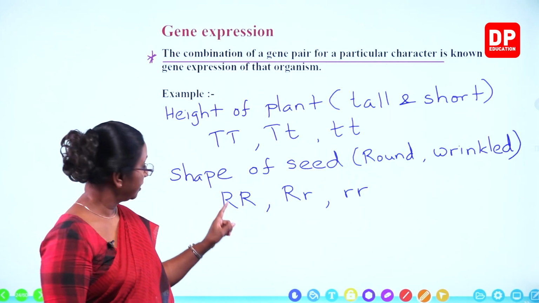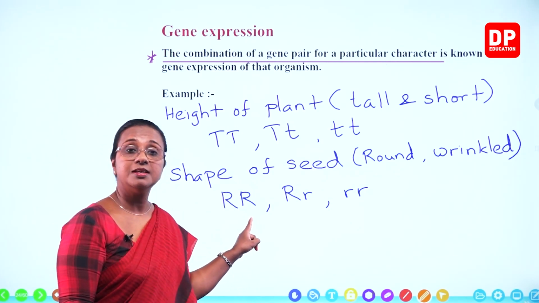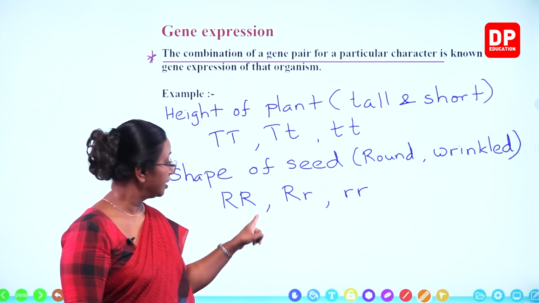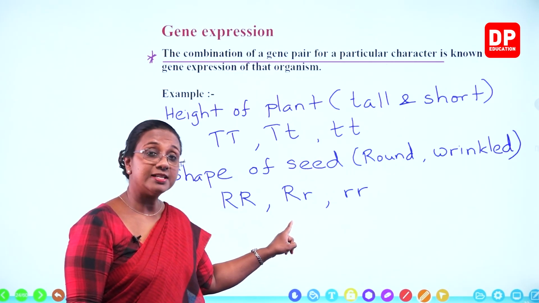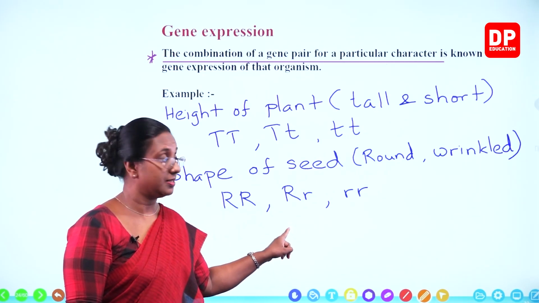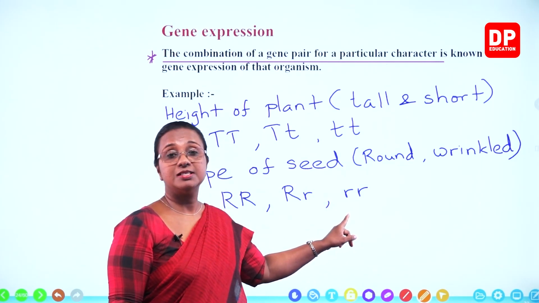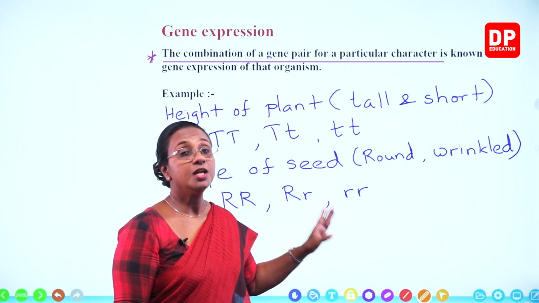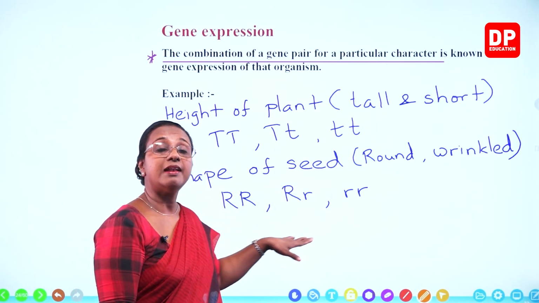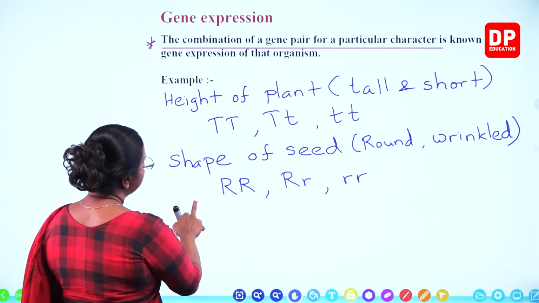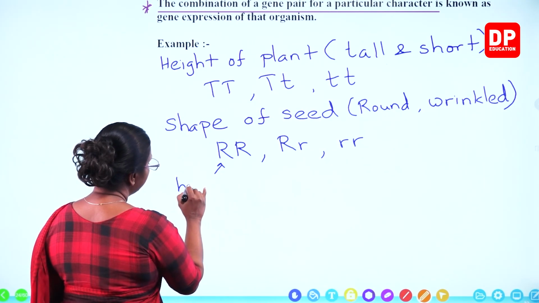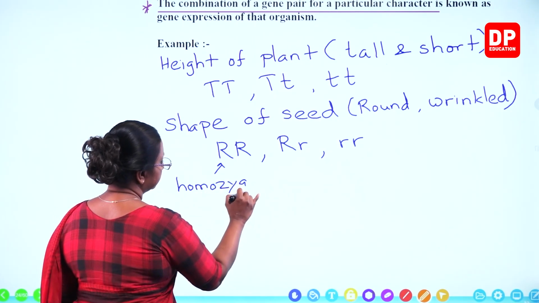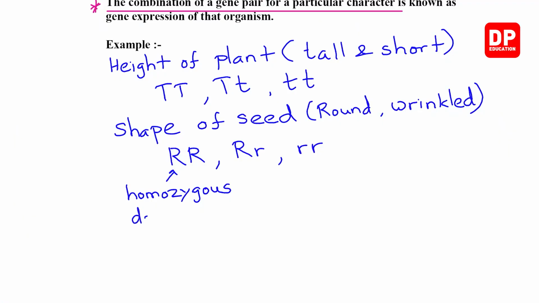Round seed, wrinkled seed. So this is a homozygous dominant gene expression. This is a heterozygous, again dominant gene expression, or we can say heterozygous round seeds. This is a homozygous wrinkled seed. So if we separate them, we can write them in that manner. Now for example, if we denote, this is a homozygous dominant character.